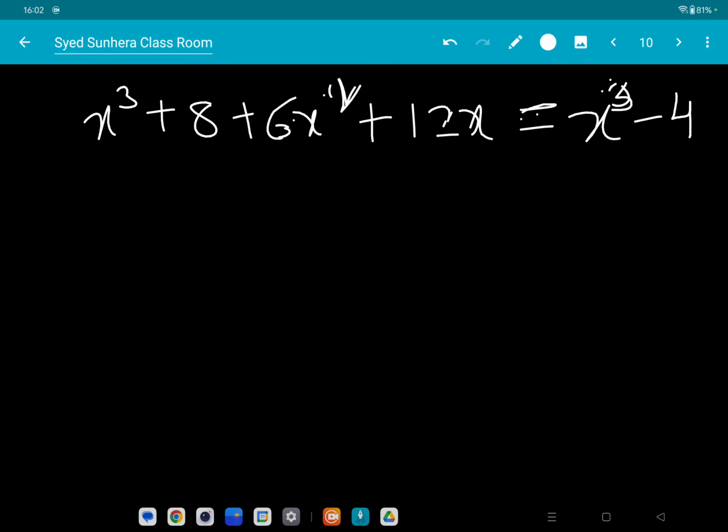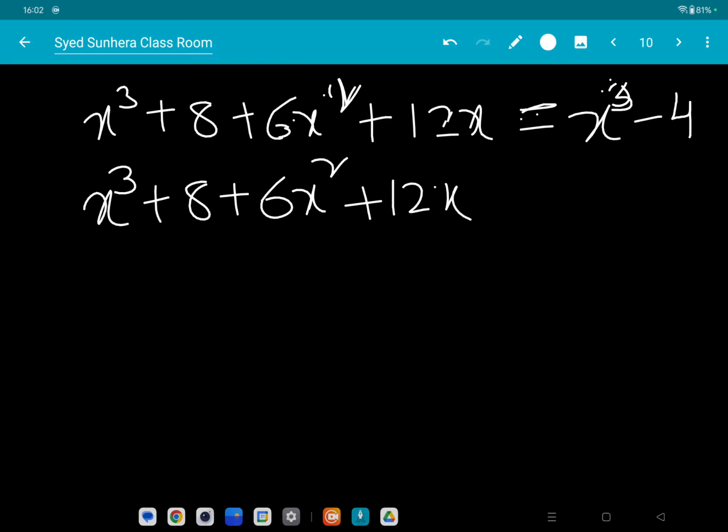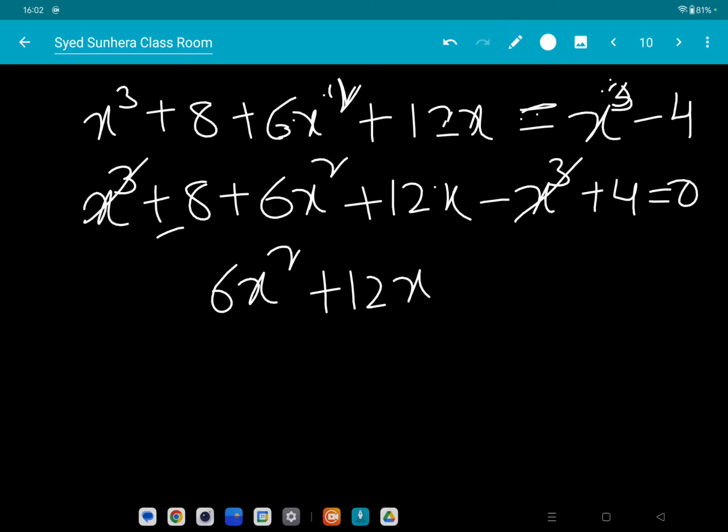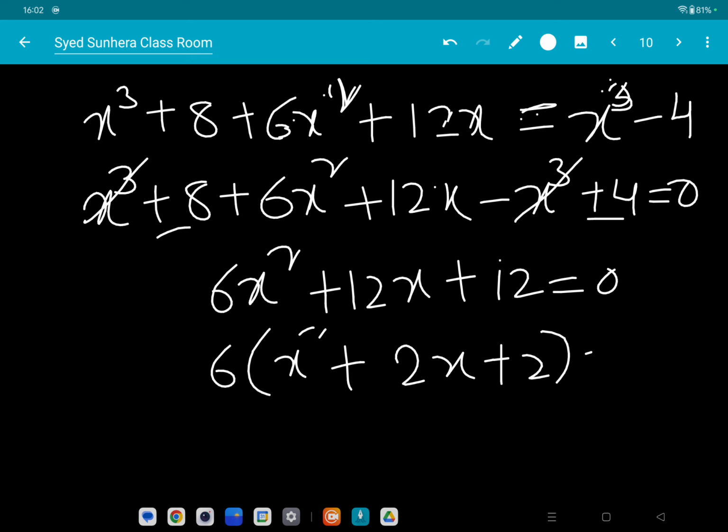Now we will simplify this. Here we can write it as x cube plus 8 plus 6x square plus 12x. If these terms come to this side, then it will become minus x cube plus 4 is equal to 0. Here minus x cube plus x cube cancel and we will get 6x square plus 12x. Here 8 plus 4, which means 12, is equal to 0. So if I take 6 as common, then I will get x square plus 2x plus 2 is equal to 0. We finally got x square plus 2x plus 2 is equal to 0.